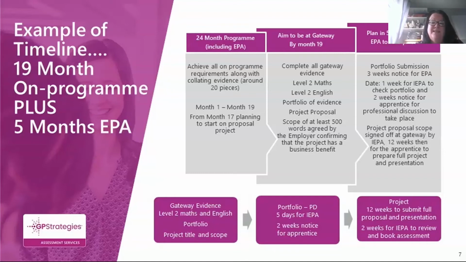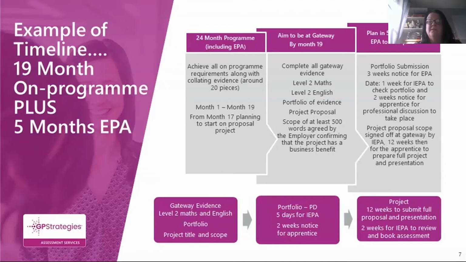From month 17, really start to think about, with your apprentices and the employers, planning that project proposal. What is that project going to be about? Because at Gateway, that's when you'll be needing to put in the scope of the project. So that gives what I would say there 2 months to actually think about what that project is going to be about and the scope of the project. Okay. So aim to be at Gateway by month 19. Like I say, if you start planning at 17, that gives you Gateway at month 19.